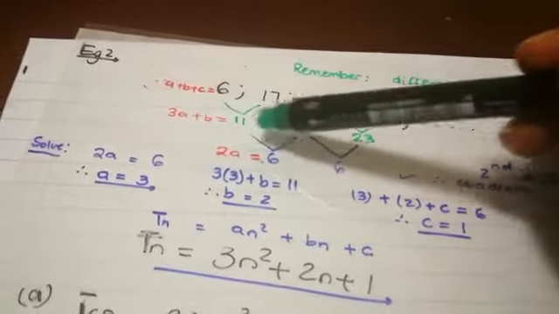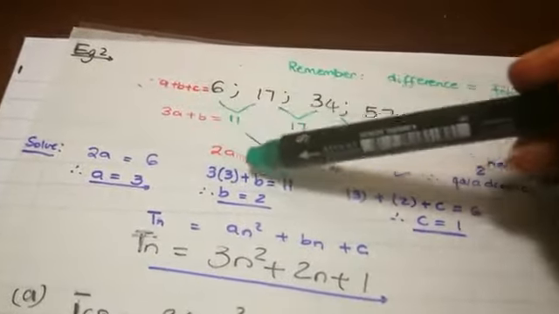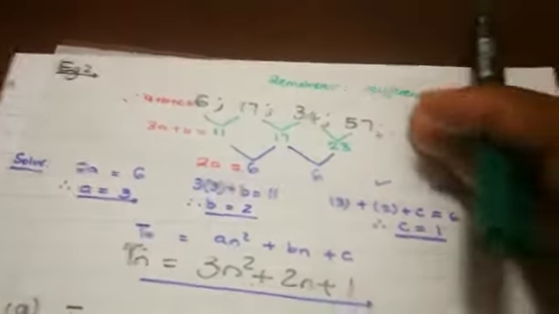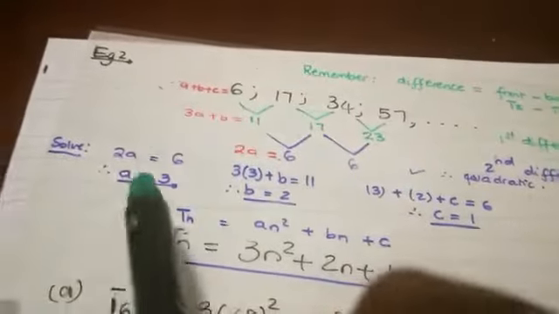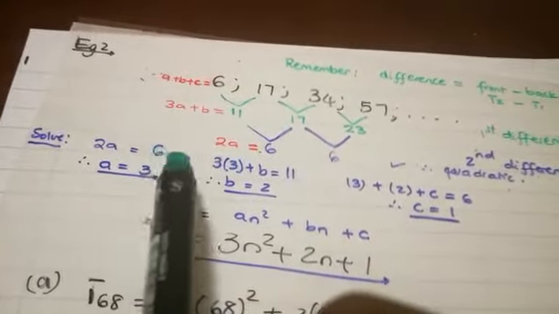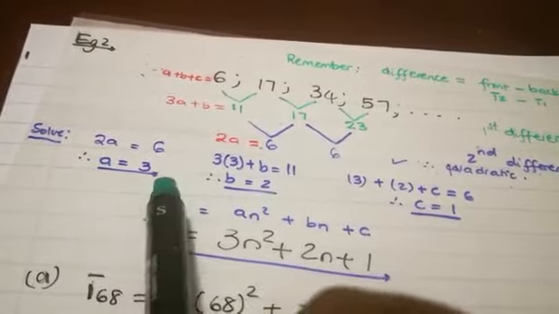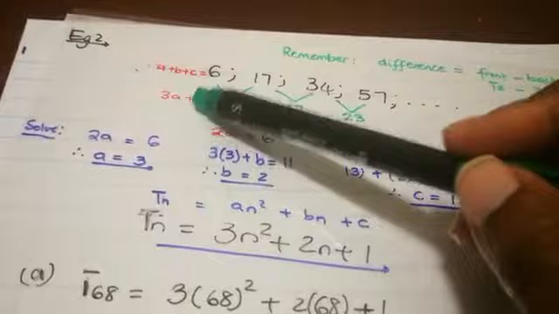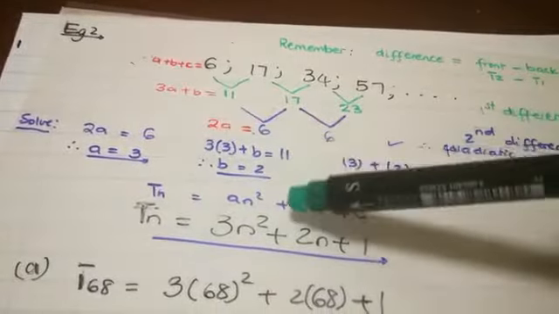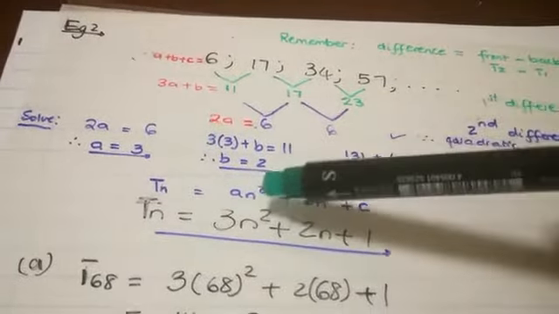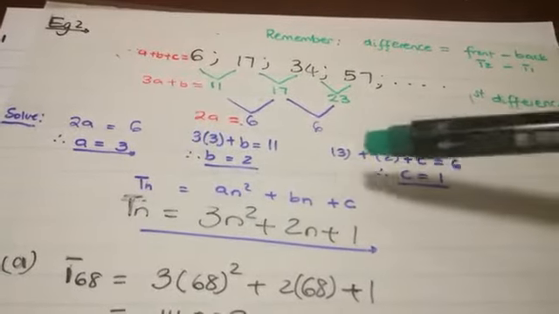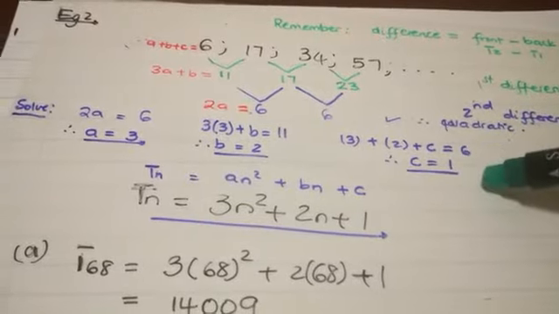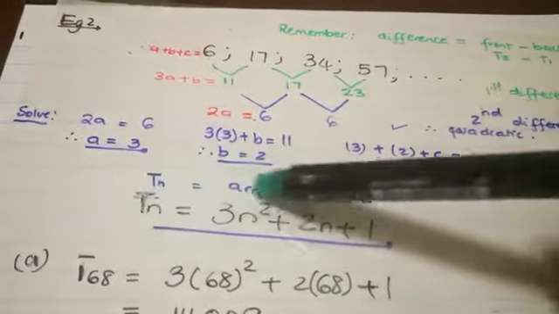What will be different is these numbers, but we always use the first number in each row, not the last one, the first number in each row. So that's what I did. So we solve 2a is equal to 6, therefore a is equal to 3. We divide by 2. Then you substitute that a into the second equation. So it's 3 times 3 plus b is equal to 11. So b is equal to 2. And then 3 plus 2 plus c is equal to 6, which gives us c equals 1. Okay, so this is the general equation.